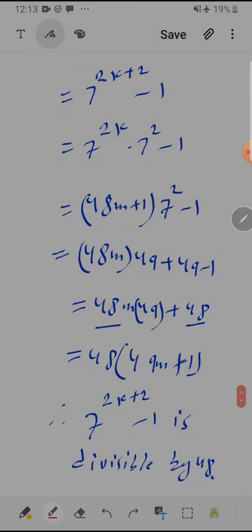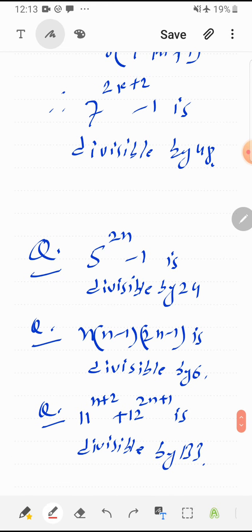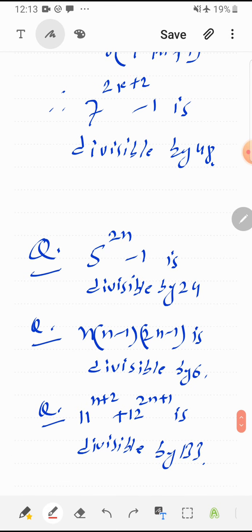That's it. You can try these 3 questions for your practice. All the results are for natural numbers.